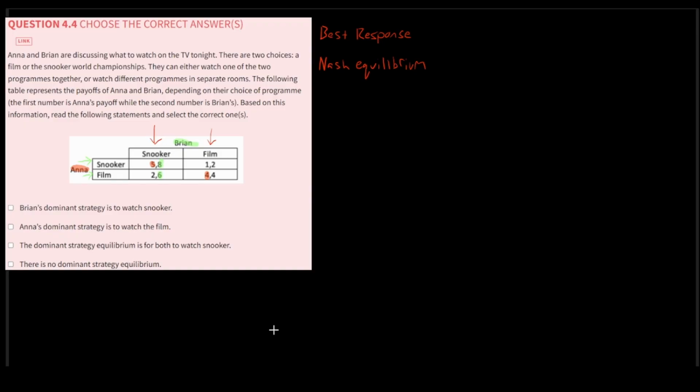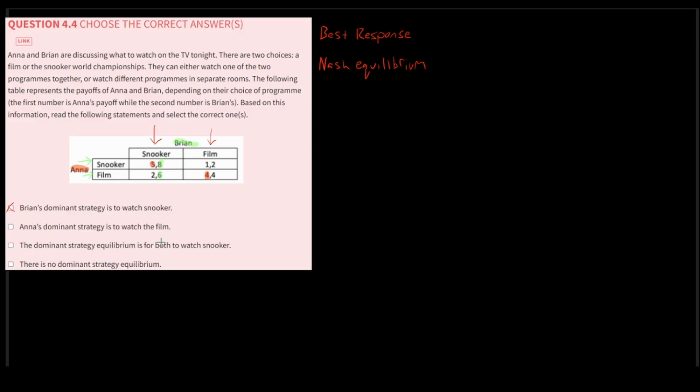Okay. So taking a look at our comments, which one is the correct one? Well, first off, Brian's dominant strategy is to watch snooker. We've already identified that. No matter what Anna does, Brian's always getting the better payoffs from snooker. So yes, that is true. Anna's dominant strategy is to watch the film. No, Anna just wants to do what Brian does. Anna does not have a dominant strategy. Anna's result varies based off of what Brian chooses. So no dominant strategy there.